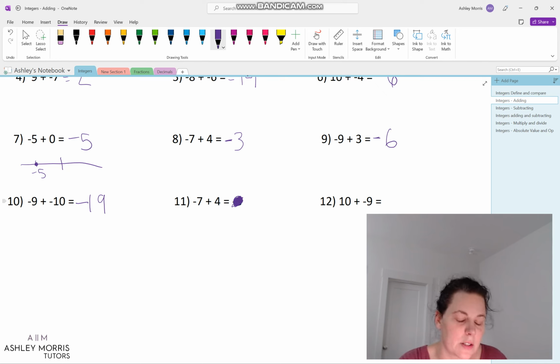Negative 7 plus 4. Different signs. So we're going to subtract. 7 is bigger than 4, so it's going to be negative. 10 plus negative 9, different signs, so we subtract, keep the sign of the bigger number. 10's bigger than 9, so it stays positive.